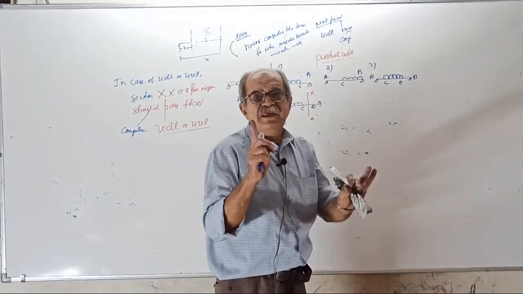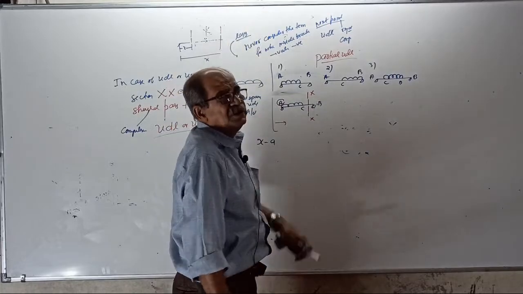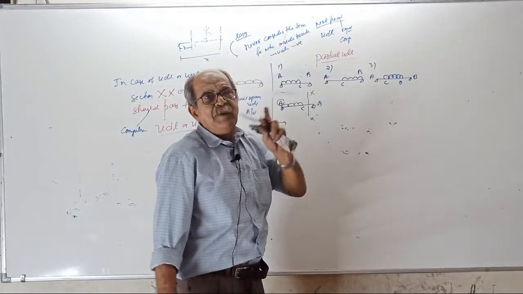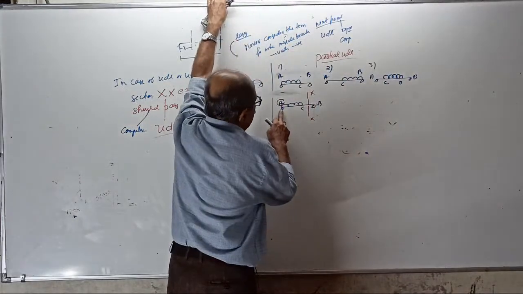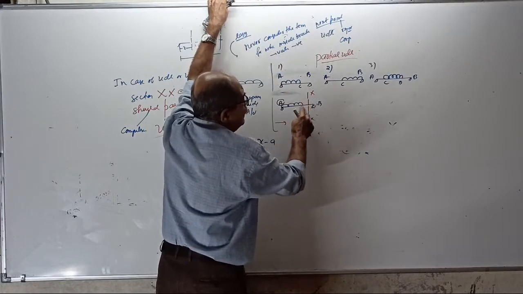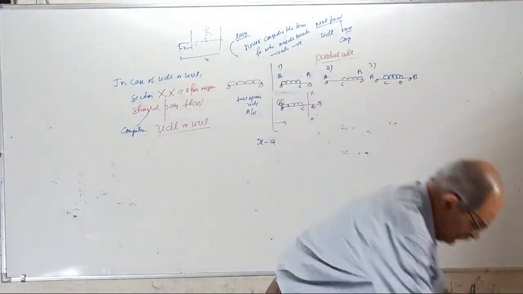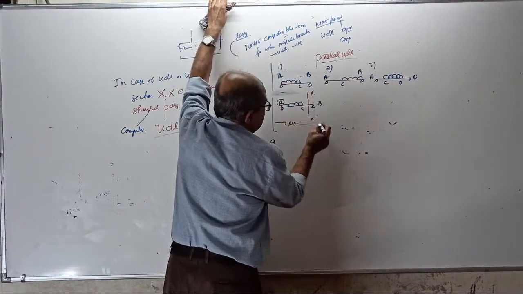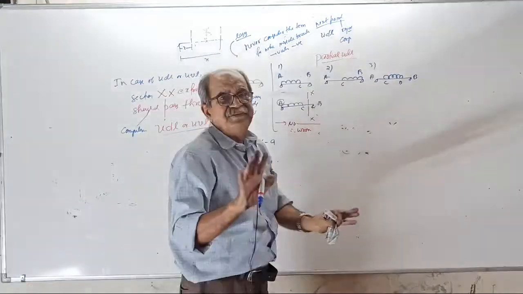You write this. If I take section XX at x from A, first important, origin should be at the extreme end. Second, if I take left origin, section should be between the last 2 points on the other side. So, if I take A origin, section XX should be between C and B. But it should also pass through UDL. Is it passing through UDL? No. It is not passing through UDL. Therefore, wrong. You cannot take A origin.